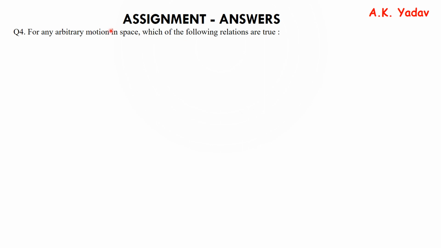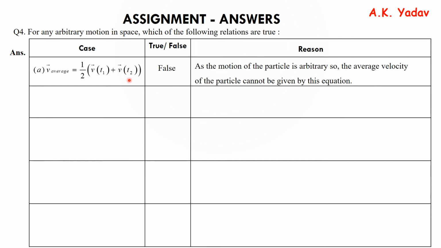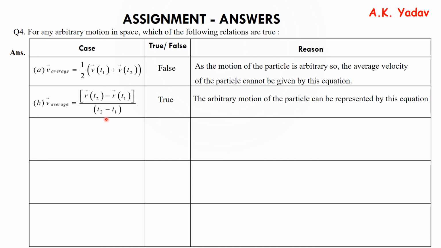Question number 4. For any arbitrary motion in space, which of the following relations are true? V average is equal to half into V(t1) plus V(t2). This is false, as the motion of the particle is arbitrary, so the average velocity cannot be given by this equation. The second one, V average is equal to R(t2) minus R(t1) upon t2 minus t1. This is true. The arbitrary motion can be represented by this motion.